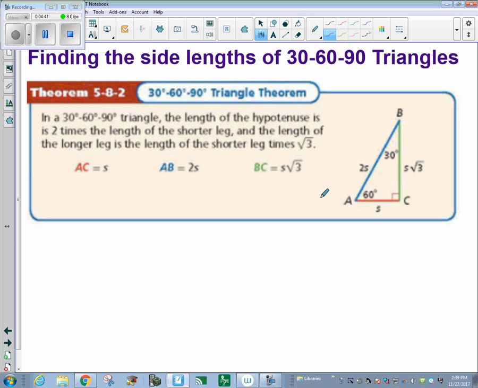All right, so then a 30-60-90 triangle comes from an equilateral triangle, and I know this does not look anything like an equilateral triangle, but if I have an equilateral triangle, all the angles are 60.